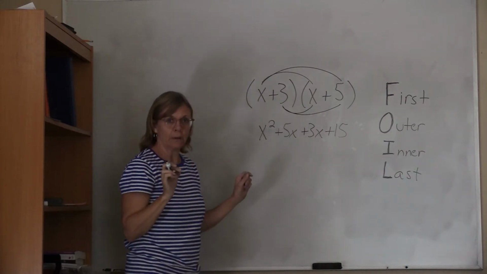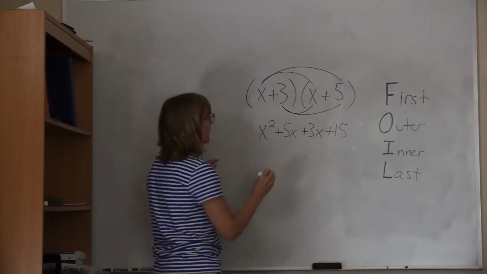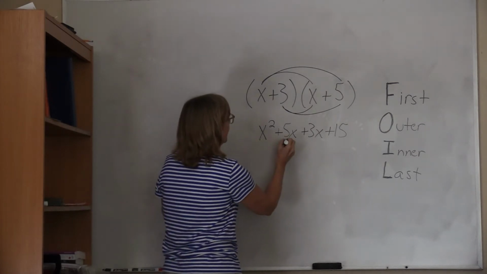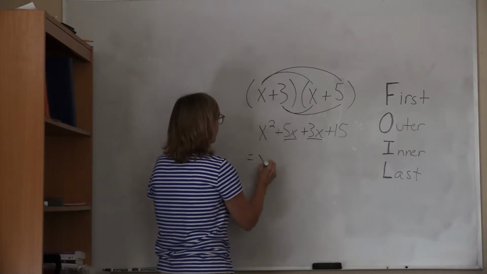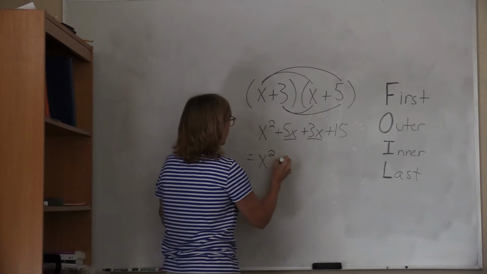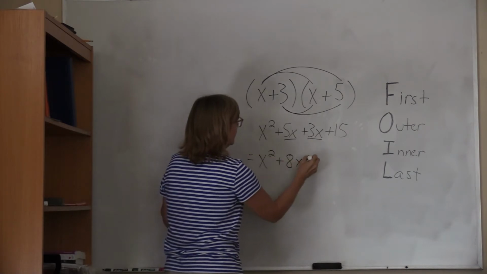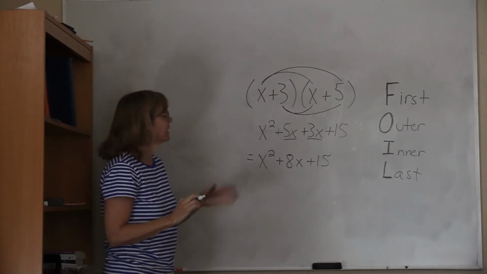Okay? Now, the last step is always combine like terms, because I want to simplify it, right? I don't have any more x squares. Hey, I've got an x here and an x here, and then that's the whole number. So I have x squared, 5x plus 3x is 8x, and then I have my plus 15. Okay? So that's the principle.